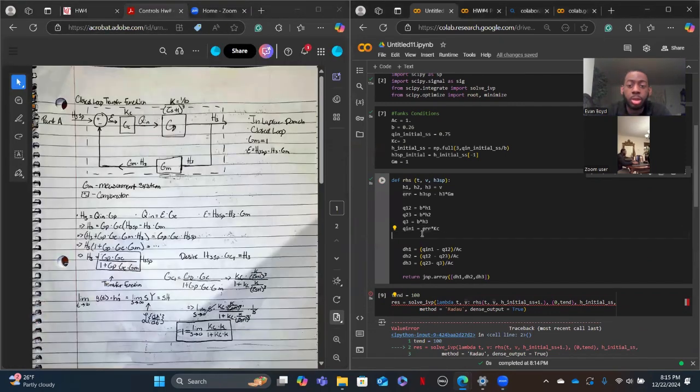What we actually need to add as well: this part is correct. We do need error times our controller to find our flow in. But we also need to add this error times our controller to our initial flow going in. So we need to also put in our initial flow.